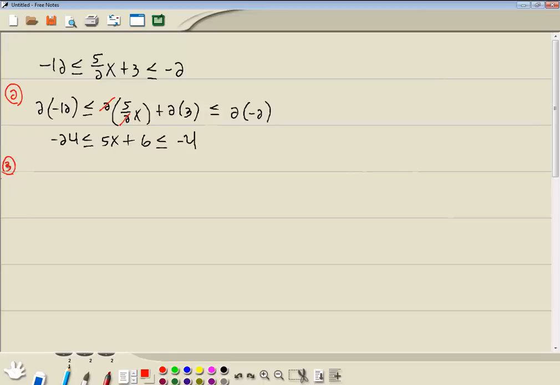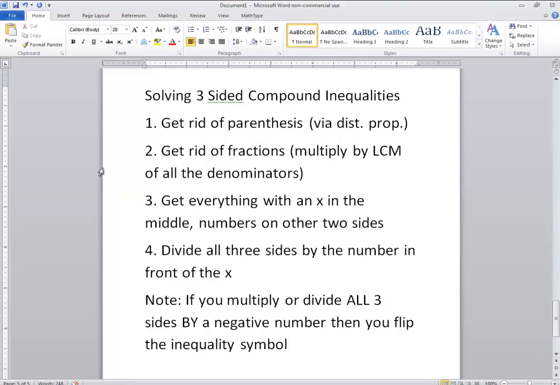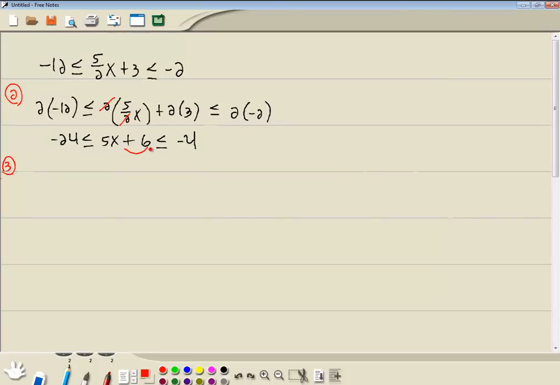Step 3. Get everything with an X in the middle, numbers on the other two sides. So I'm going to take this 6 over to the right side and over to the left side. Basically, I'm subtracting 6 from all three sides. So I've got negative 24 minus 6 is less than or equal to 5x is less than or equal to negative 4 minus 6. So that gives us negative 30. At any step in math, you always combine together numbers. Negative 24, negative 6 is negative 30. Or most of the time you do, I should say. Negative 4, negative 6 is negative 10.